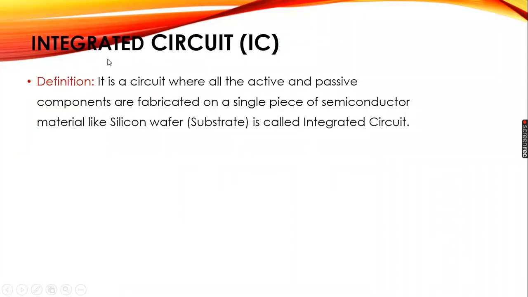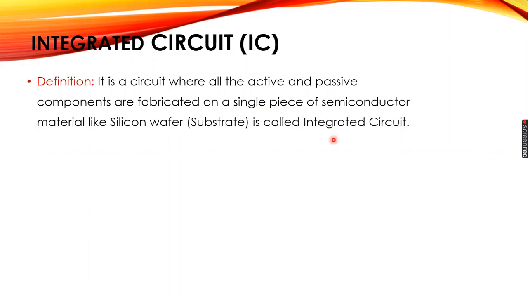So first of all, we will see what is meant by an IC. IC is expanded as Integrated Circuit. It is defined as a circuit where all the active and passive components are fabricated on a single piece of semiconductor material like silicon wafer. The silicon wafer is called a substrate, and it is called an integrated circuit.